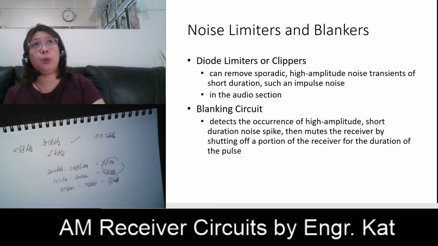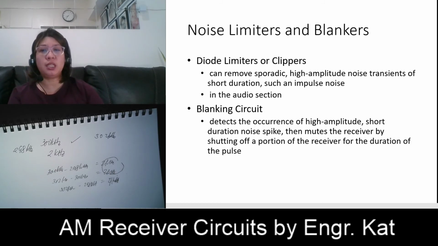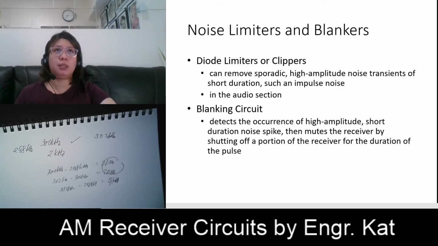We also have what we call a blanking circuit. This detects the occurrence of high amplitude, short duration noise spikes, then mutes the receiver by shutting off a portion of the receiver for the duration of that specific pulse.